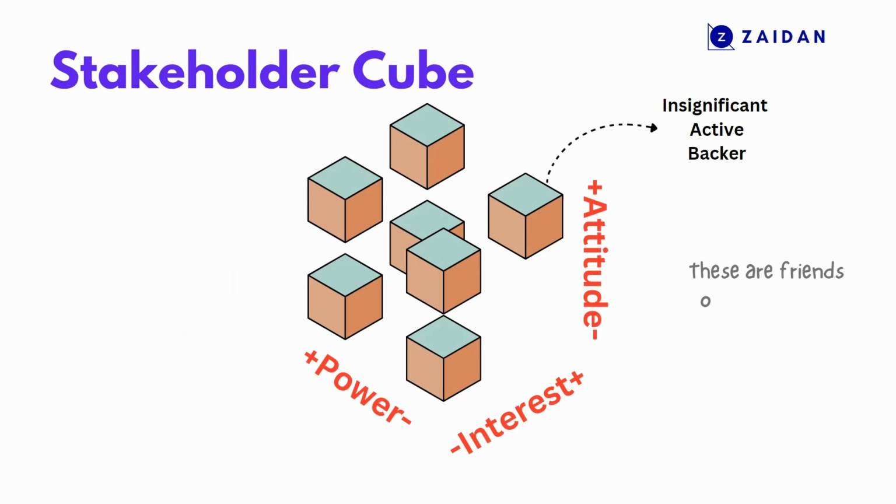Low power with high interest and high attitude. These are called insignificant active backers. These are friends of the project, your allies.